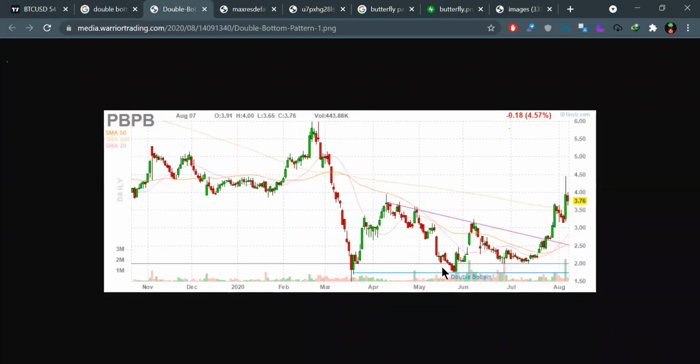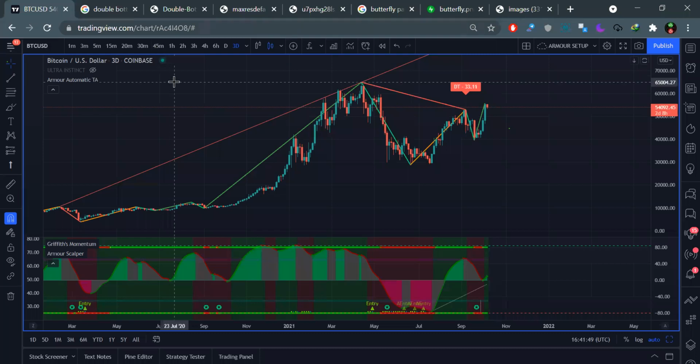Top, drop, retest again to the 29,000 and similarly moving up. But the pattern is not complete. Okay, we have a bullish divergence on 2 days.